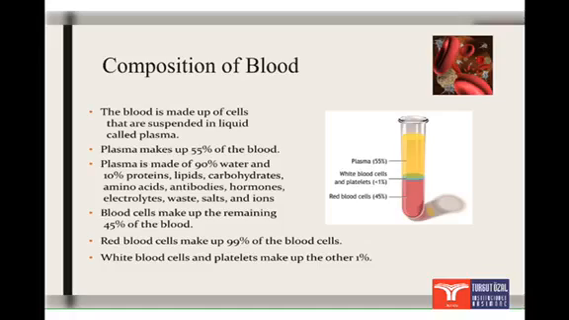Plasma is made of 90% water and 10% proteins, lipids, carbohydrates, amino acids, antibodies, hormones, electrolytes, waste, salt, and ions. Blood cells make up the remaining 45% of the blood. Red blood cells make up 99% of the blood cells. White blood cells and platelets make up the other, only 1%.